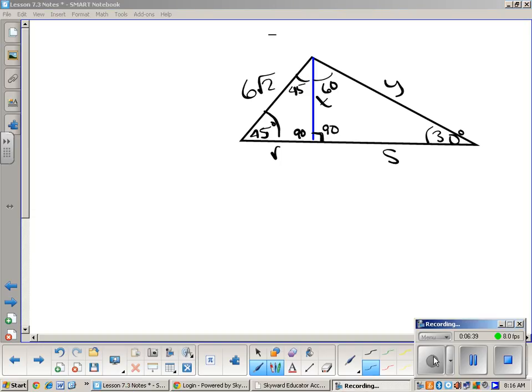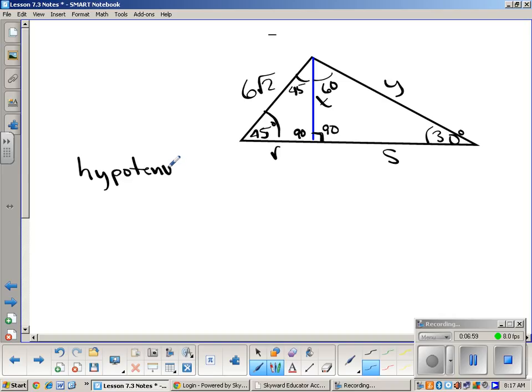So looking at the one on the left, the only thing I have is which side? 6 square root 2, but which side does that represent? The hypotenuse. And it's in which triangle? Okay, in which the rule was the hypotenuse is equal to, what's the rule? Square root of 2 times the leg. Okay? So in this case, what's the leg? 6.